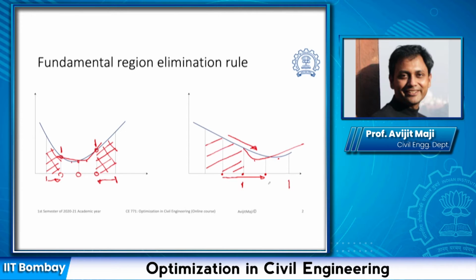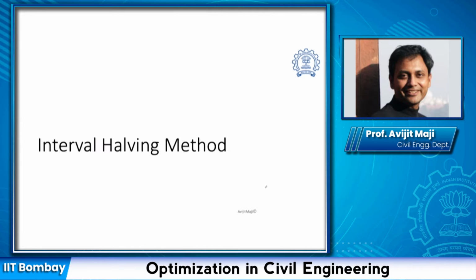Now, this concept of region elimination which we showed for the minimization function is going to hold true for the maximization function with similar logic. With this understanding, we'll move on to the two methods which we are going to discuss in today's lecture. So the first method we are going to discuss is the interval halving method.